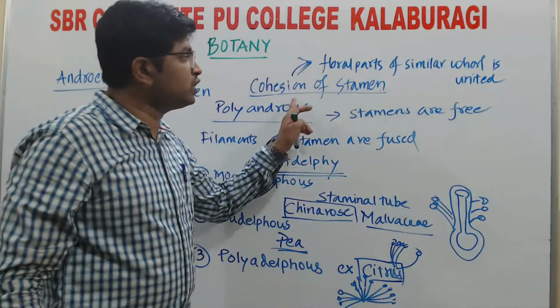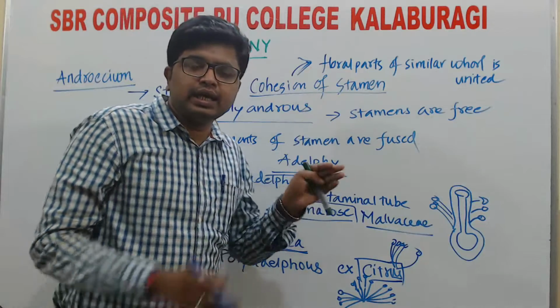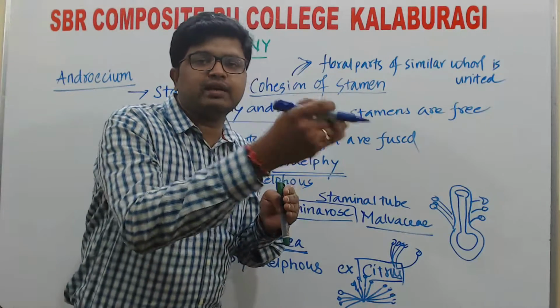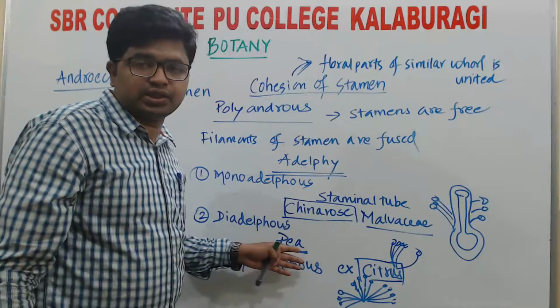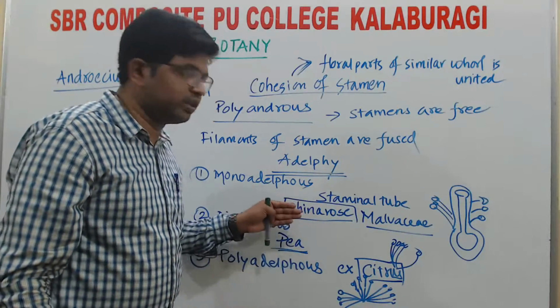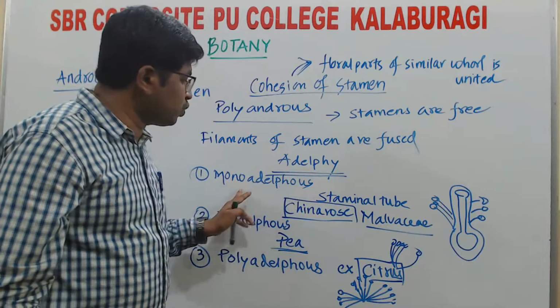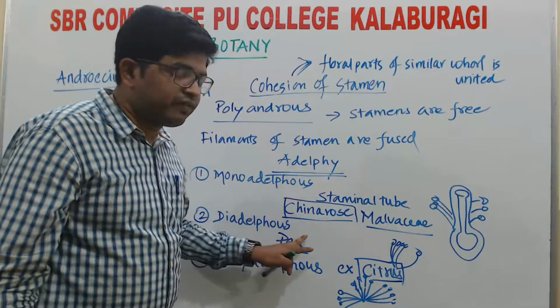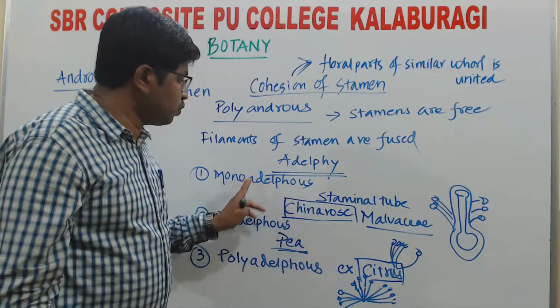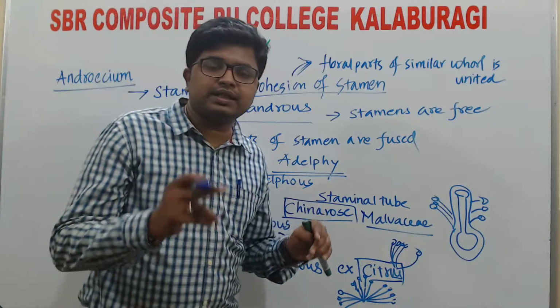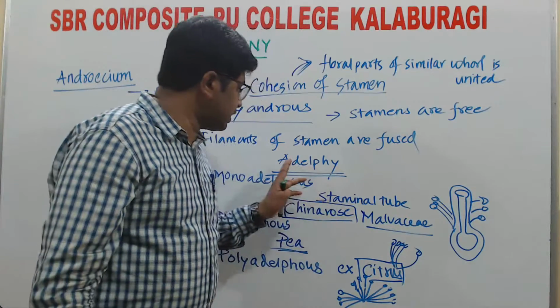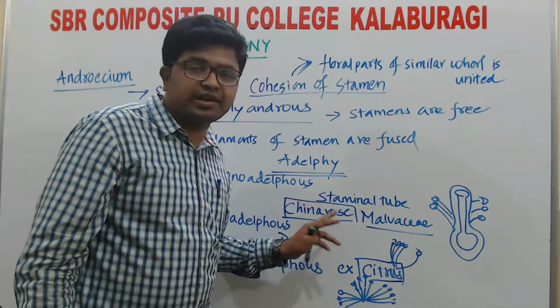What are we studying? Cohesion of stamen, meaning the stamen shows fusion with the other stamen. We are seeing the conditions. What conditions are found in the flowers? The first ones we saw were monoadelphous, diadelphous, polyadelphous. Monoadelphous means when the stamens are present in one bunch. That is observed in China rose.